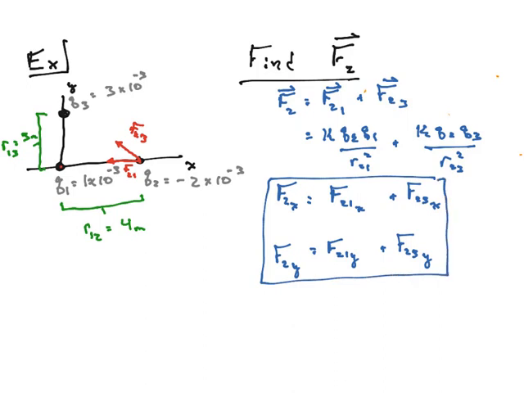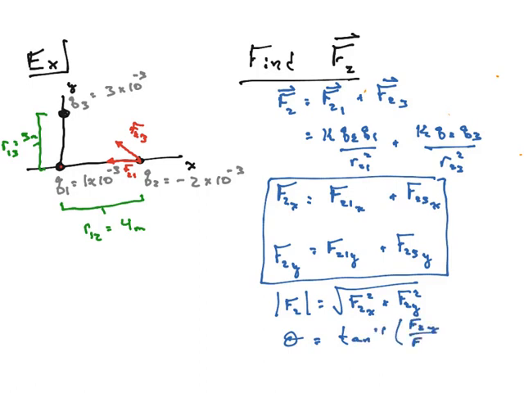Because once I have these, then I know the magnitude of F2 is going to be the square root of F2x squared plus F2y squared. And the direction of this force is given by the inverse tangent of F2y over F2x. Okay? That's what I want to do. Once I do all of this, I'll have my answer.